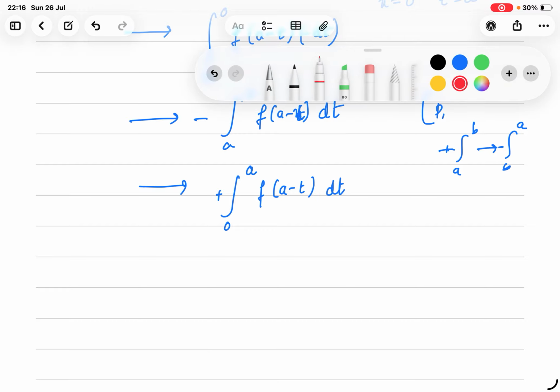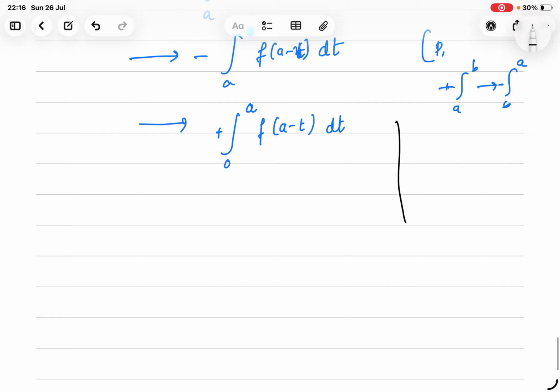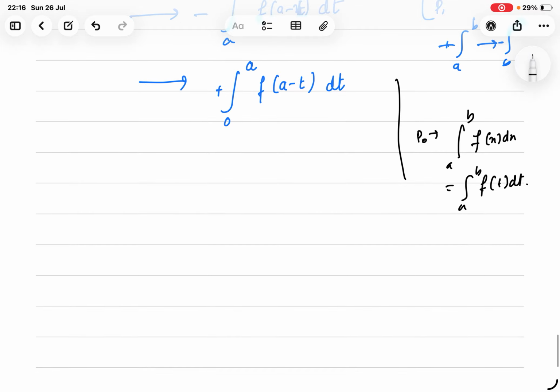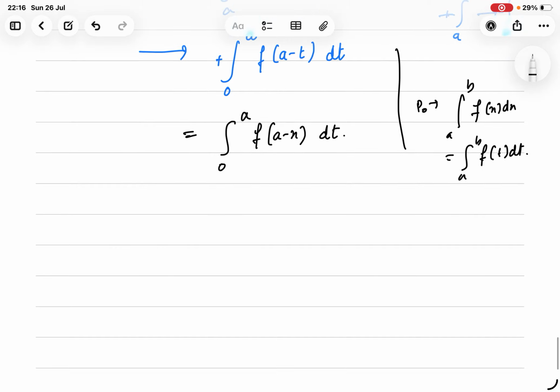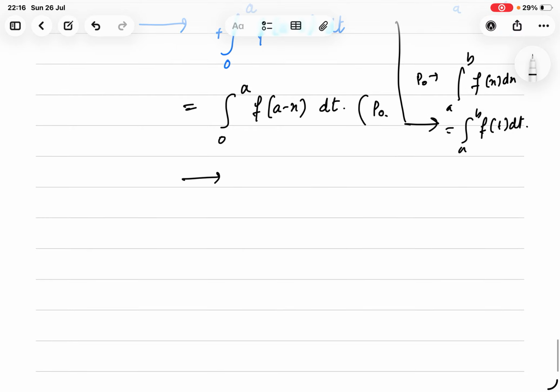Now you have to use property 0. It means property 1: you can change the variable. The integral from a to b of f of x with respect to x you can write as the integral from a to b of f of t with respect to t; both are same. Now you can replace t with x and dt with dx. There is no change. So this is by P0, and this is our RHS. Hence proved. I hope this theorem is clear.